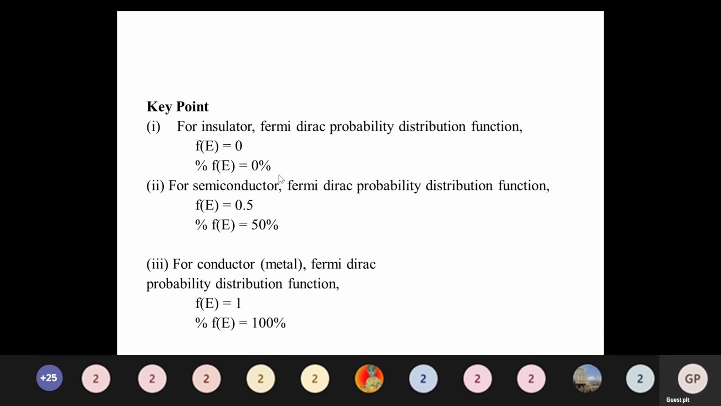Some key points are there. For insulator, what about the Fermi level? For semiconductor, what about the Fermi level? For insulator, it is equal to 0. For semiconductor, this will be equal to 0.5. Similarly, for the conductor, it is equal to 1. So these are some key points we are having. Sometimes they may ask the Fermi level of a normal semiconductor, or similarly for the insulator also they may ask. For that case, we have to know.